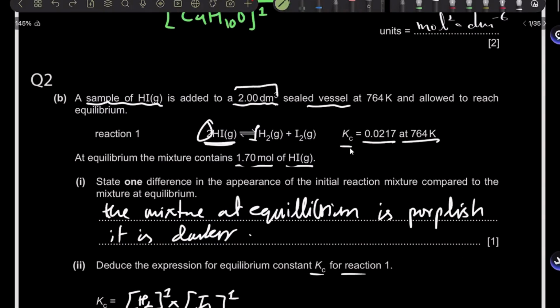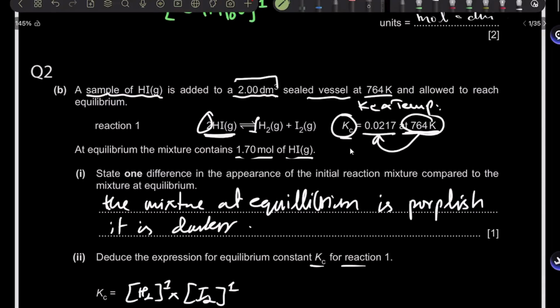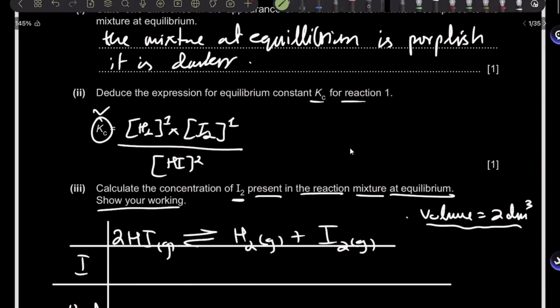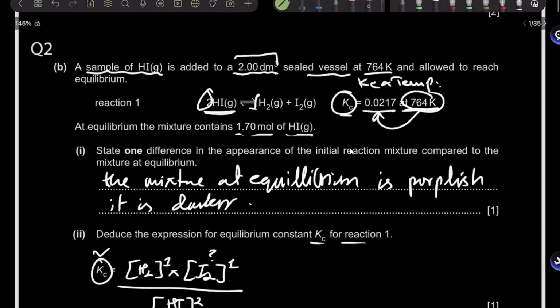So it says that at 764 kelvins, temperature is important because Kc is dependent on temperature. If the temperature changes, the Kc value changes. So we need the question temperature to be constant, and at this temperature, the Kc value is this one. So we have the Kc value. So I do know the Kc value. I need to find the concentration of I2. How do I do that?